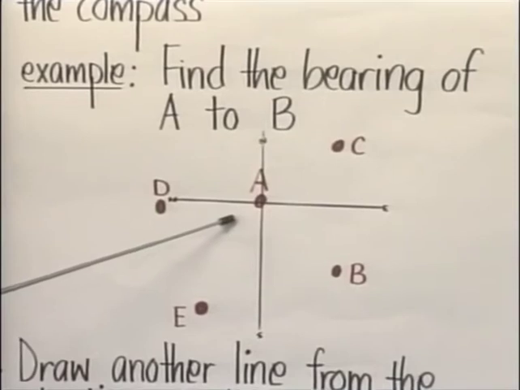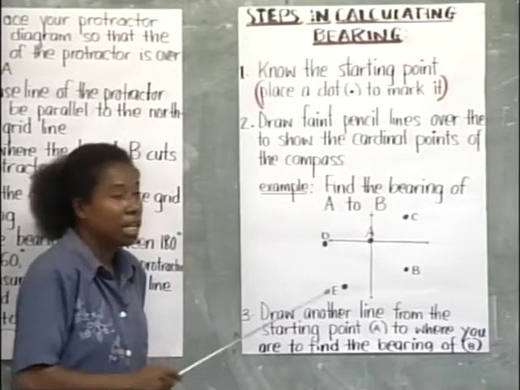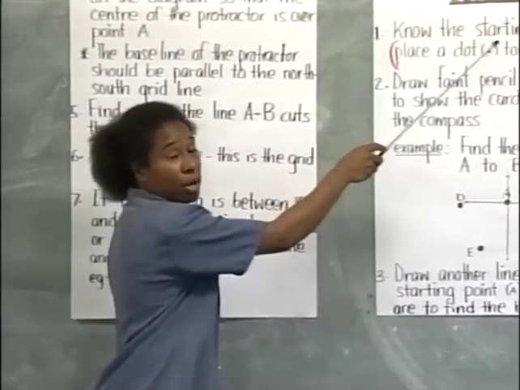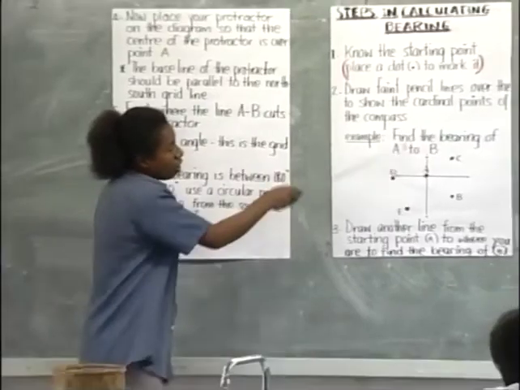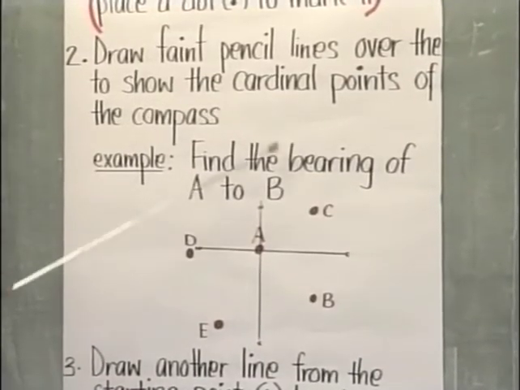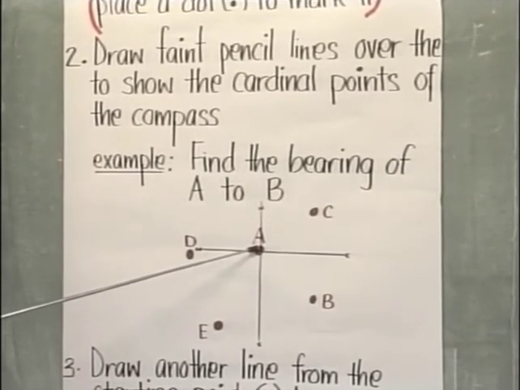But here, we are not going to estimate. We'll have to be accurate with giving our answer. So therefore, we need to use our protractors. So here goes: step 1, know the starting point. Step 2, I draw faint pencil lines over the starting point, showing the 4 cardinal points of the compass.